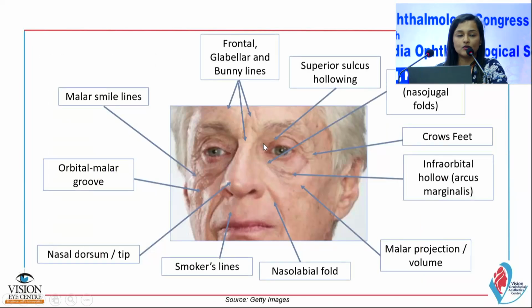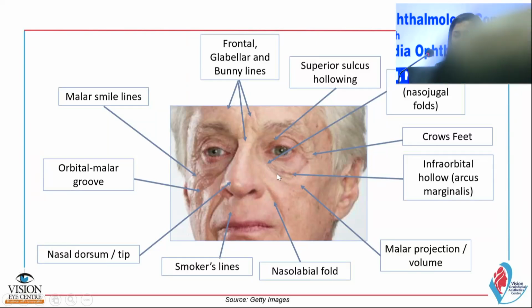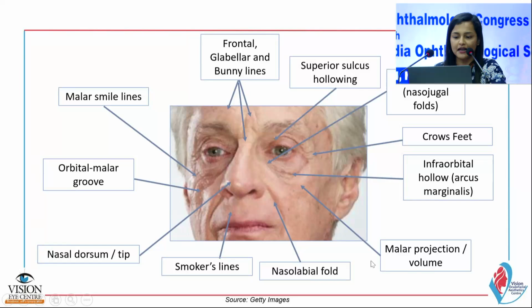Now these are the most common areas that we address. Like I mentioned, the glabellar lines, the frontal lines, the superior sulcus hollowing, of course the tear trough, the crow's feet, the infraorbital hollow, the malar projection, the nasolabial fold, and at times the smoker's lines.